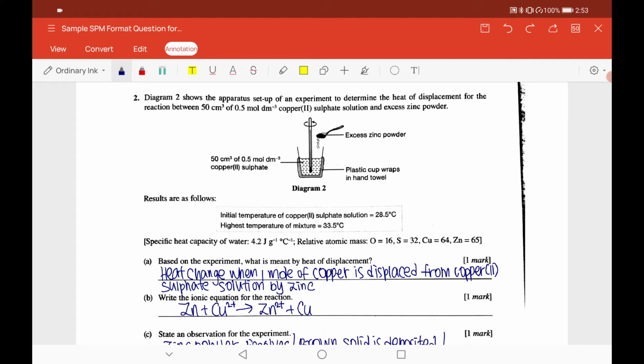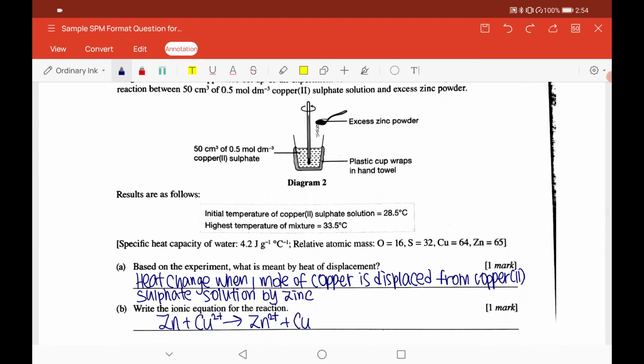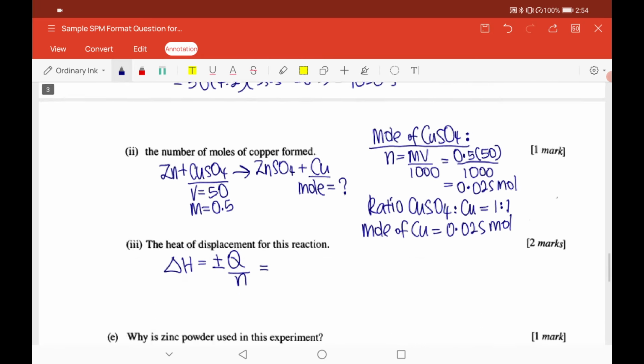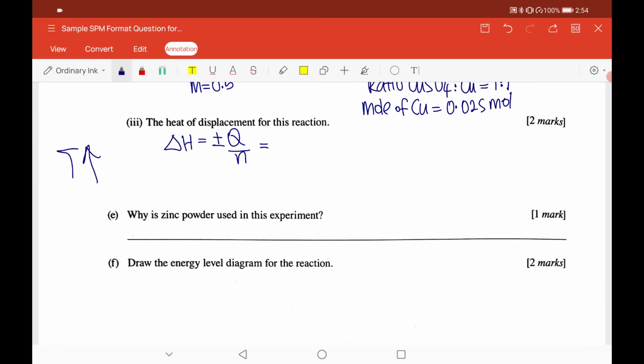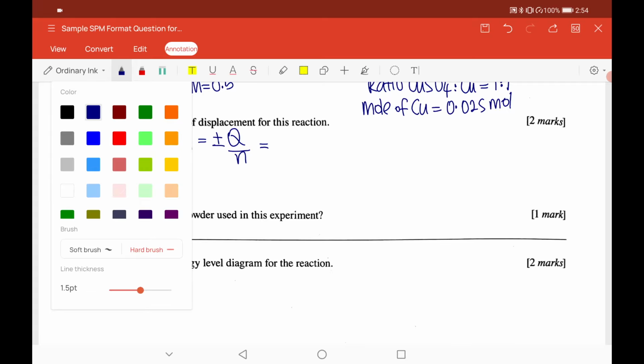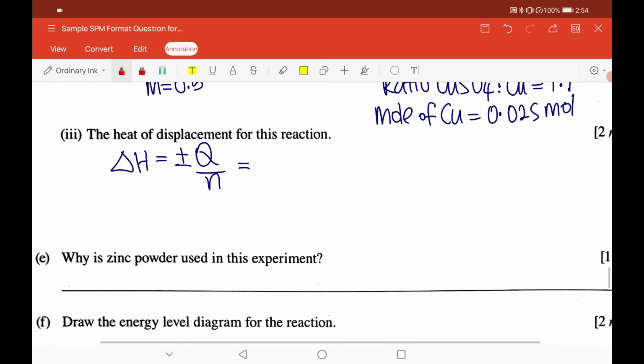We can look at the temperature. By referring to the temperature, we will know it's endo or exo. Initial temperature is 28.5. Highest temperature is 33.5. So the temperature increases, and when temperature increases, it is exothermic. Always remember, temperature increase is exo, temperature decrease is endo. This is very, very important. Since the temperature increases, we know this is exo, so we put negative.